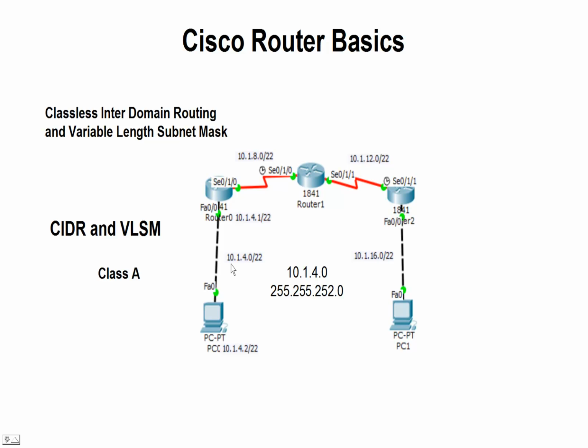If you look at the networks here, we've got 4 networks, 10.1.4.0. We have a /22. Now this 22 would represent the CIDR notation, and the 22 represents the number of network bits that are assigned to this particular network. So we've got 8 bits here, 8 bits here.